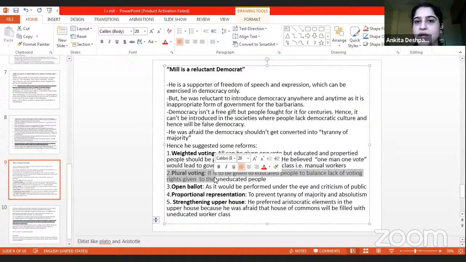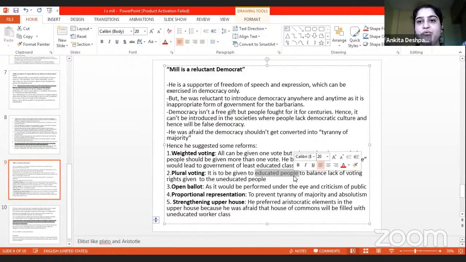So he's definitely not talking about equality. He is talking about weighted voting, plural voting to be given to educated people because they have education, they have reason, they have freedom of speech and expression, they can discuss, they can deliberate and come to a better conclusion. So plural voting should be given to educated people to counterbalance the lack of voting rights given to uneducated people. Open ballot, so that there is no way that any kind of influence will be seen on the person casting the vote. So it has to be an open ballot. It has to be performed under the eye and criticism of the public.